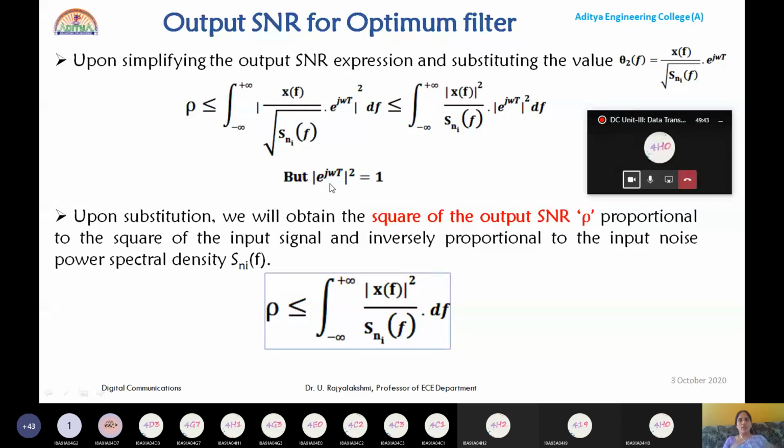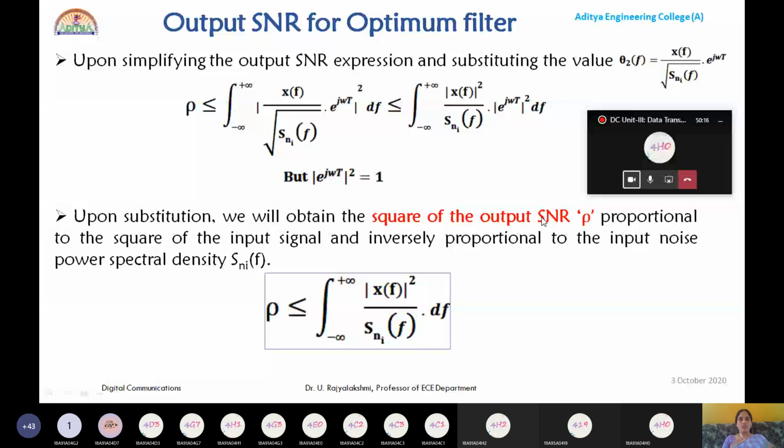So please substitute the corresponding value in the square of output SNR so that you will get rho less than or equal to integral minus infinity to plus infinity of x of f square divided by Sni of f into df, that's all. So what is the value of rho here? Square of output SNR. Here you should maximize the square of output SNR in order to reduce the value of probability of error.